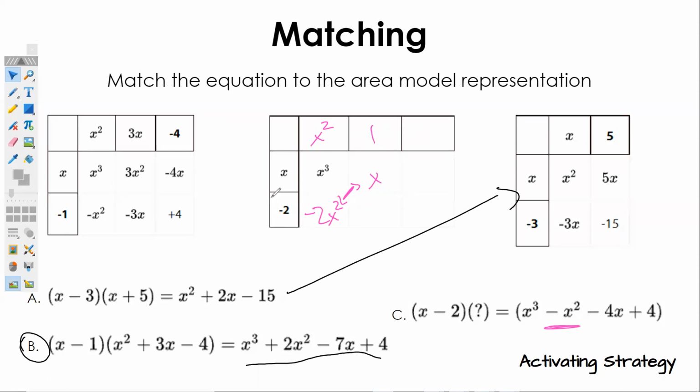And what times x would give me x? 1. So 1 times negative 2 would give me, and oops, this should be x. And then this diagonal is going to add together to get me negative 4x. So negative 2x plus what would give me negative 4x? Negative 2x. And then what times x would give me negative 2x? Negative 2. And negative 2 times negative 2 is fantastic.